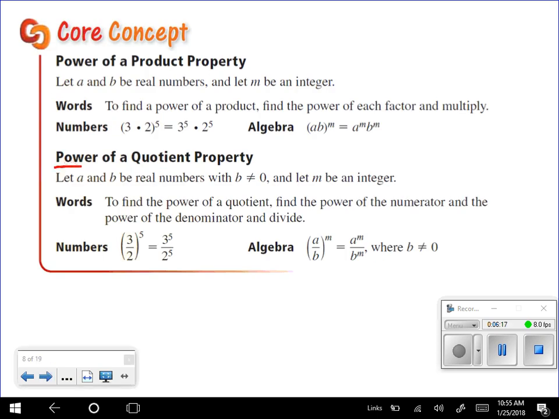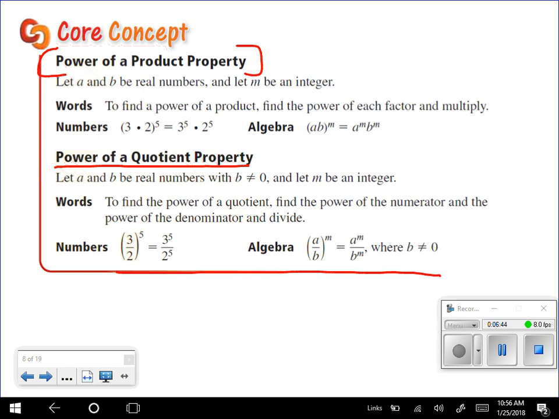And this one you might not have on your gold sheet, but you can add it closely under the quotient property. To find the power of a quotient, find the power of the numerator and the power of the denominator, and then divide. So this is something else we will see a little bit of. But this goes hand in hand with our property here. It works the same way.